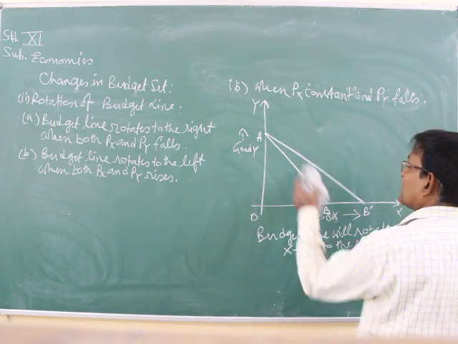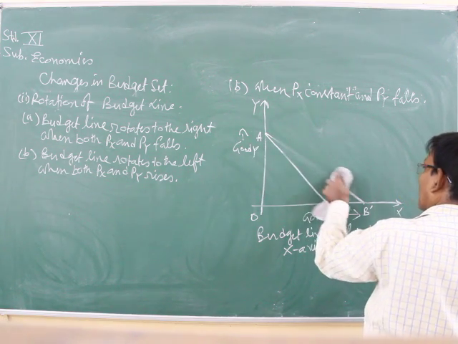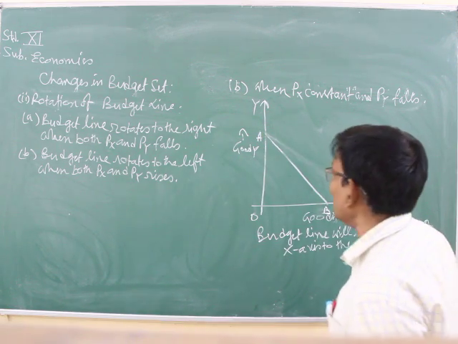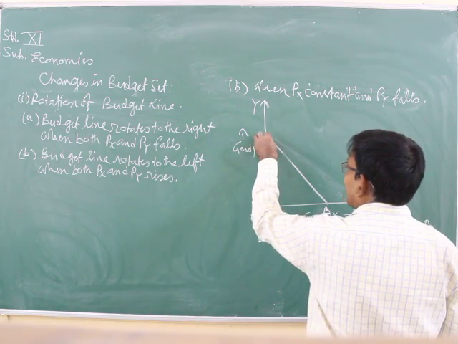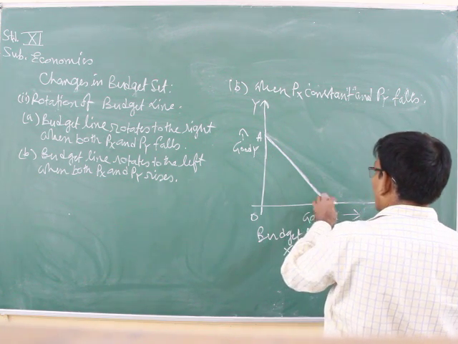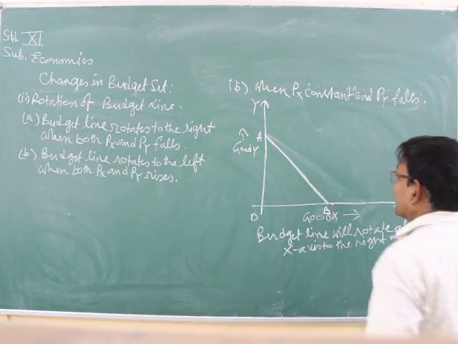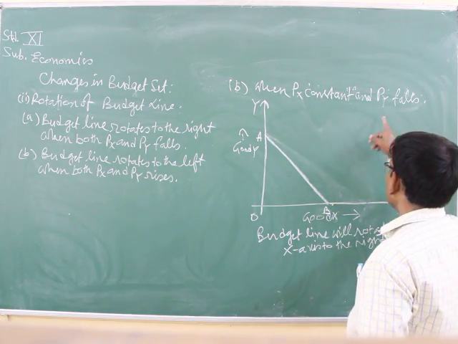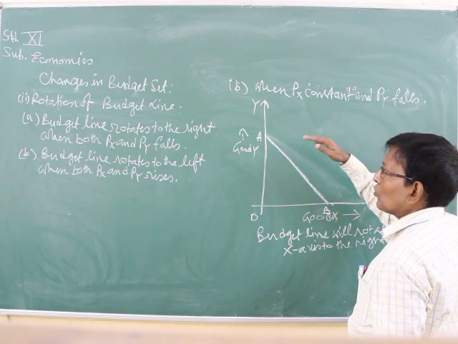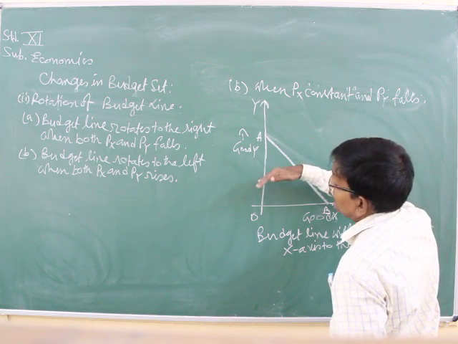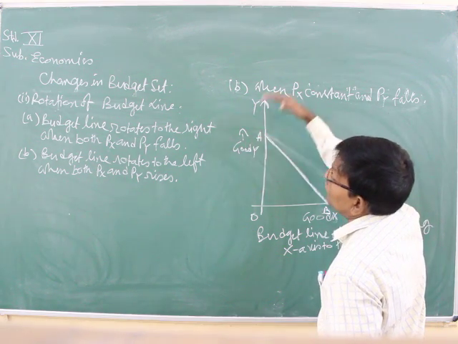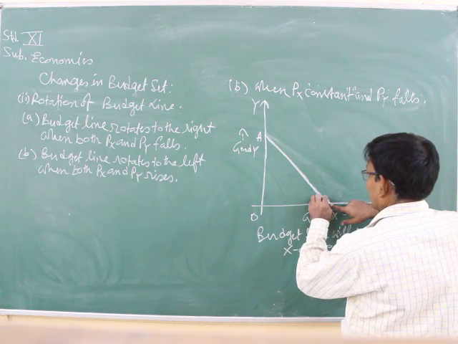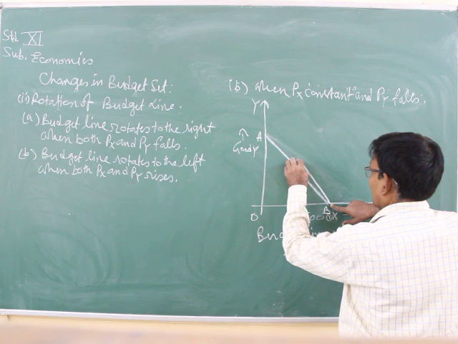Let me keep this one as it is. This is the original budget line, which will remain as AB. Next, what will happen? The price of good X is constant, so this point will be fixed. The price of good Y is falling, so we will purchase more of good Y. As the purchase of good Y increases, it will move in the upward direction. So how will the budget line rotate? In this way, the budget line will rotate.